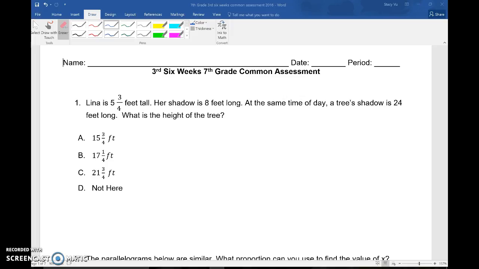So of course, we always need to text code. So we're going to read it first. Lena is 5 3/4 feet tall. Her shadow is 8 feet long. At the same time of day, a tree's shadow is 24 feet long. What is the height of the tree? So there's two ways to do this. So first thing that I always do is I draw a picture.